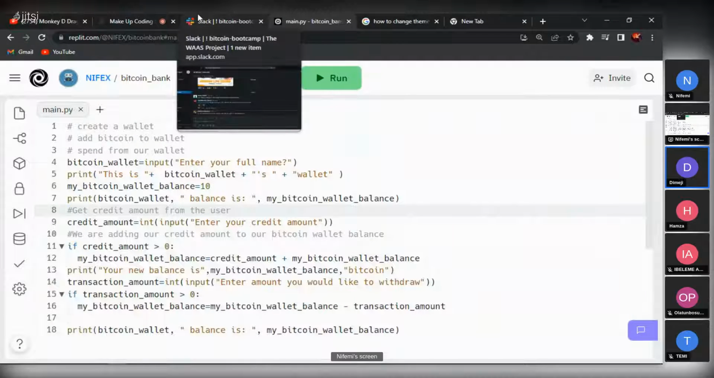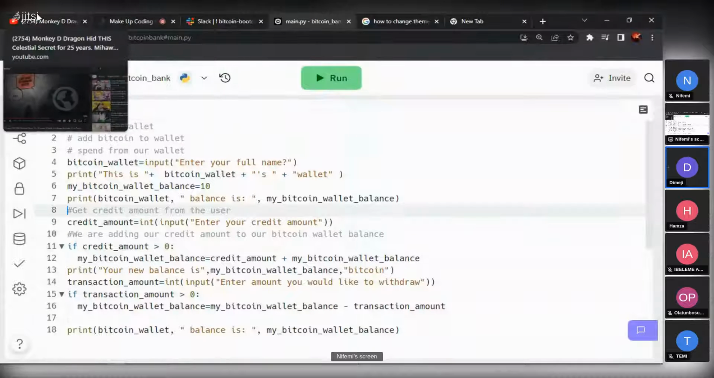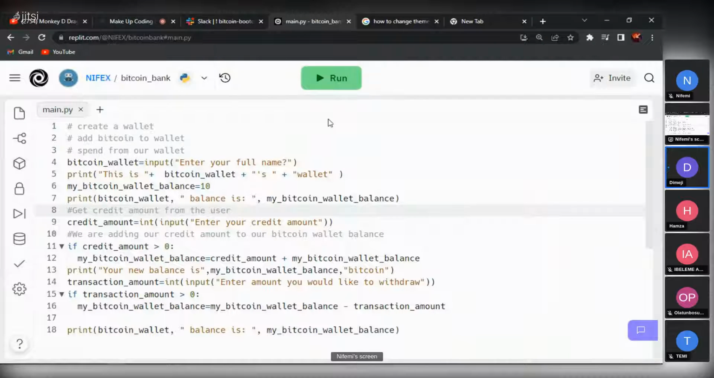Line 9. Now we want to add money to our wallet. When we want to add money to our wallet, we are creating a variable called credit amounts. When we create the variable called credit amounts, we say, enter your credit amount. Now we said that everything that you collect from the console is basically text. And when I mean text, it means they are basically strings.